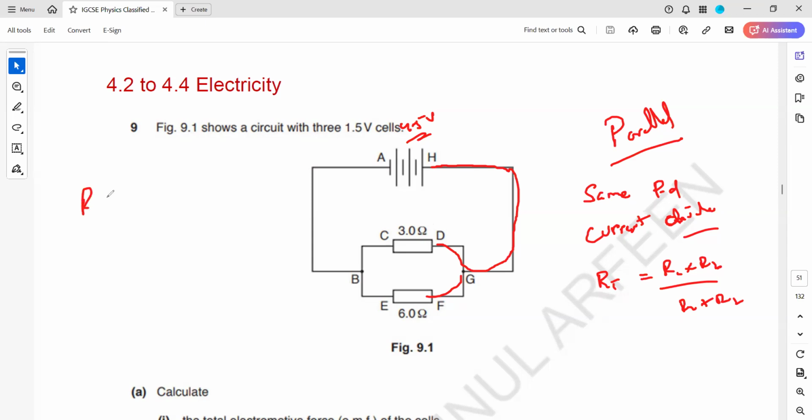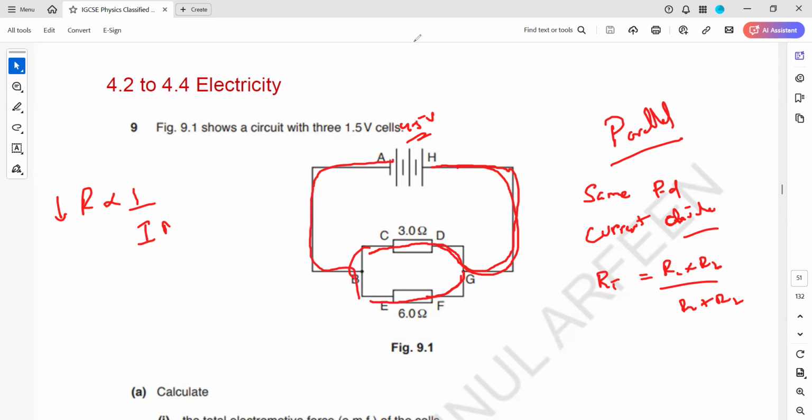Resistance and current are inversely proportional. So the component which has a low resistance will have a high current. When the charges move from here, most of the charges will move through 3 ohm and few of the charges will move through 6 ohm. And then again it will recombine and flow.